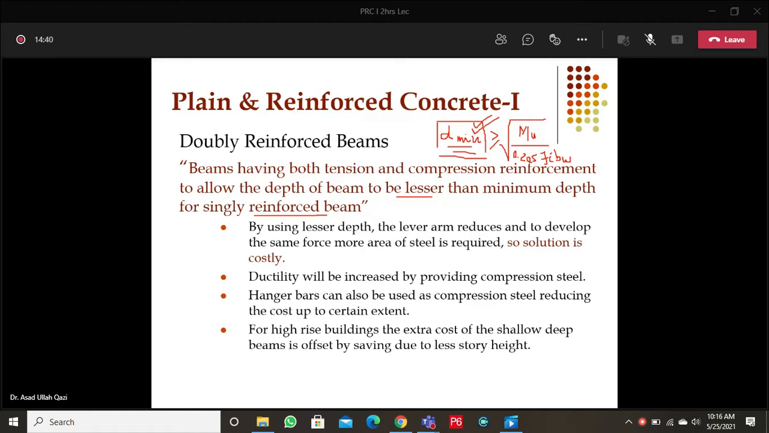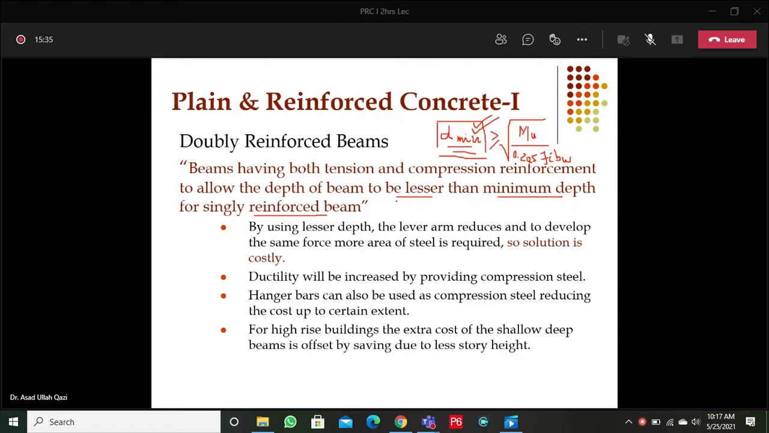So if you are not providing D greater than D minimum and still insist on designing as singly reinforced, you may end up with an over-reinforced singly beam, which is unacceptable. So what will be the way out? When the depth is reduced, we will provide steel on the compression side to get compensation and an additional couple between tension steel and compression steel. And we want that beam to still be designed as an under-reinforced, tension-controlled doubly reinforced beam.